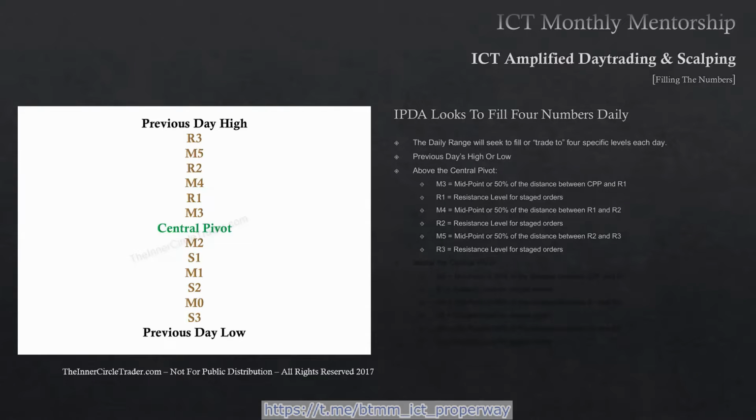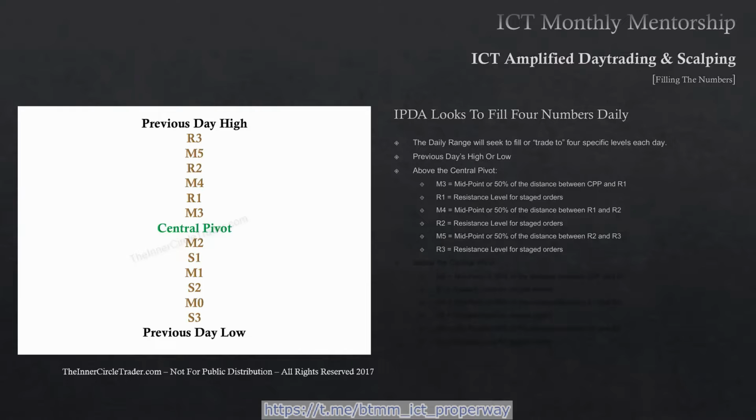We look for the movement above the central pivot in the form of M3, which is the midpoint or 50% of the distance between the central pivot point and R1. R1, or resistance level for staged orders. M4, which is the midpoint or 50% of the distance between R1 and R2 pivot point. R2, which is the resistance level for staged orders. M5, midpoint or 50% of the distance between R2 and R3. And R3, which is the resistance level for staged orders.